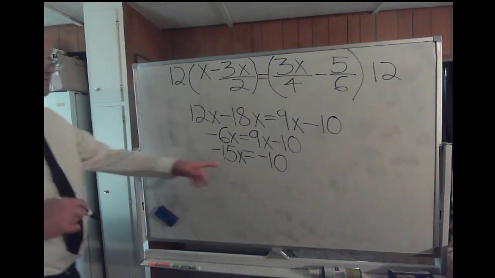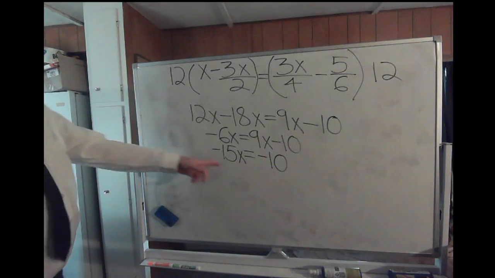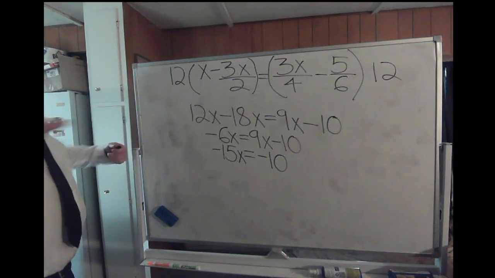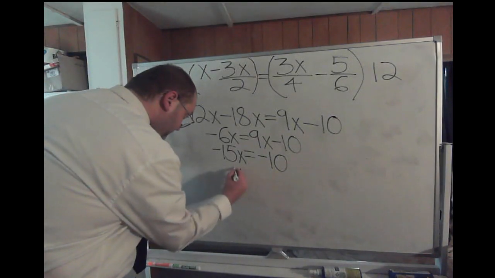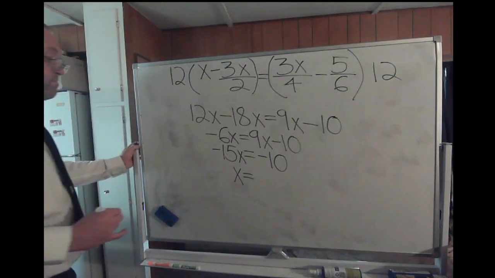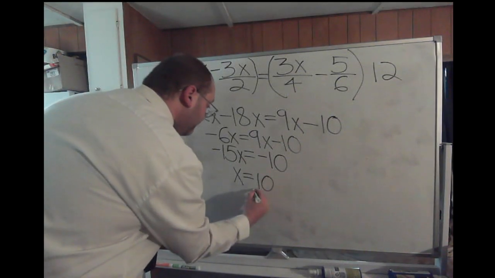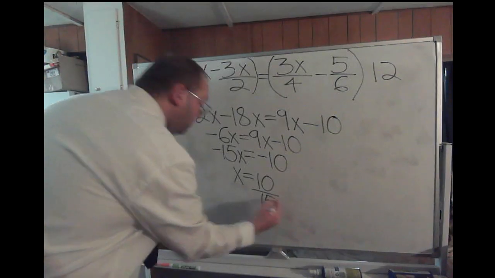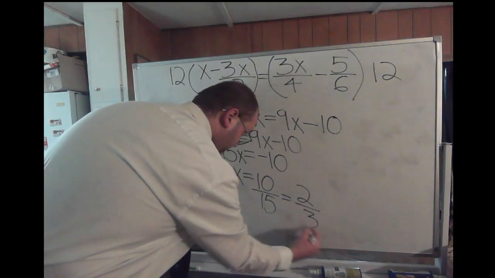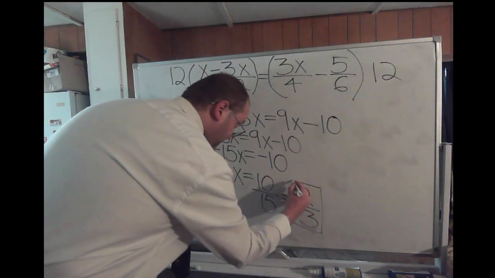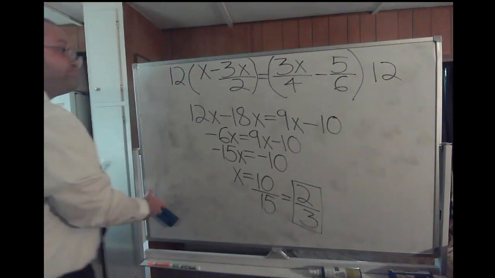Now you have negative 15x equals negative 10. Well, we want to solve for just x. We have to divide both sides by negative 15. Divide the left side by negative 15, you do in fact get x. You do the right side, the negatives will cancel out, you'll end up getting 10 over 15, or the simplified fraction would be 2/3. So the answer you should get for this one is going to end up being 2/3.